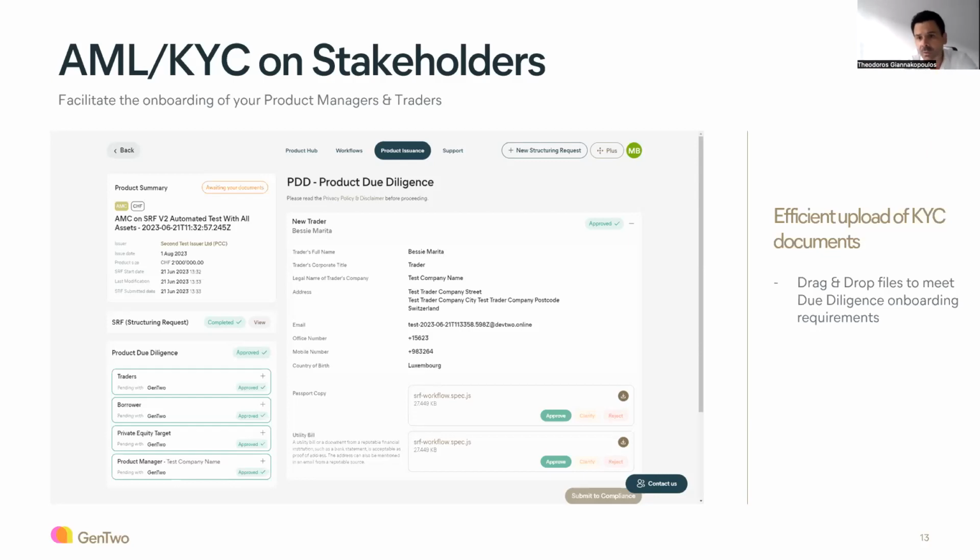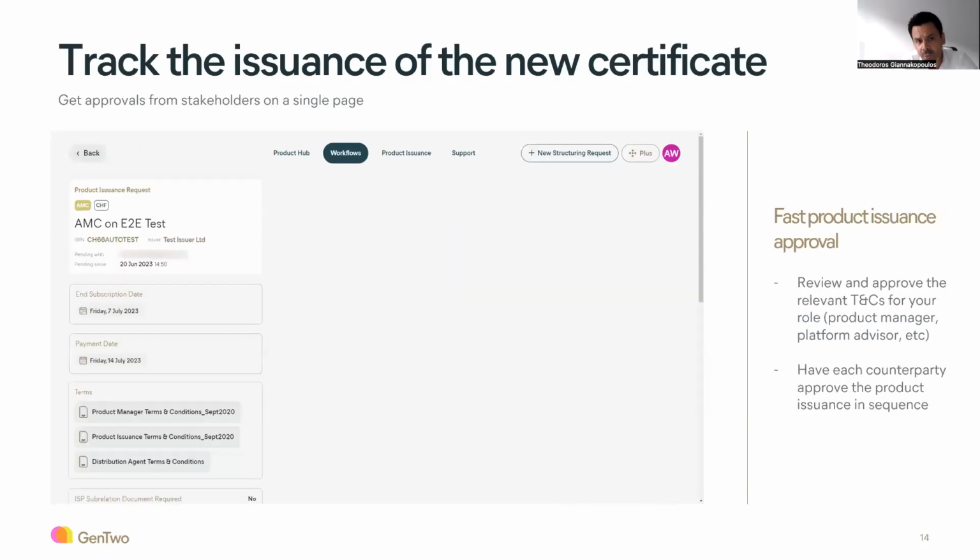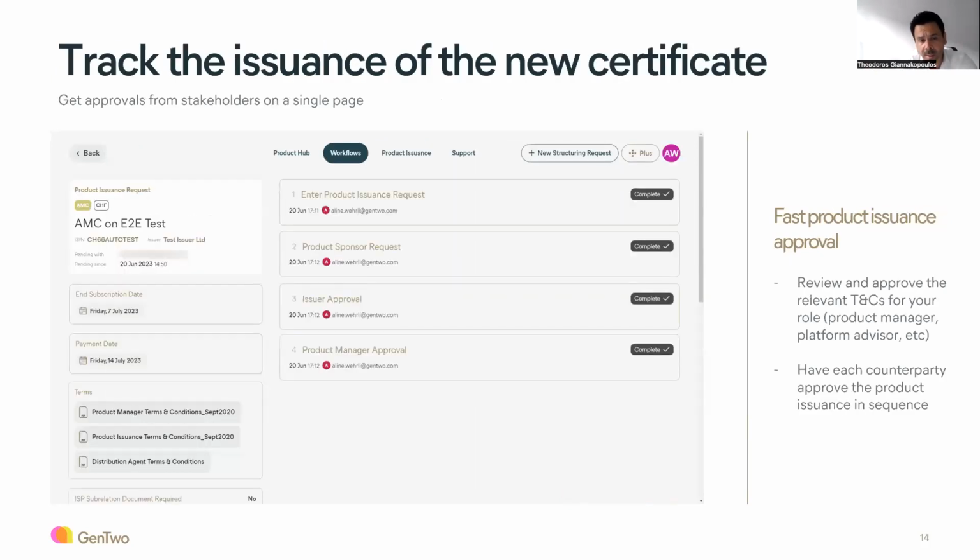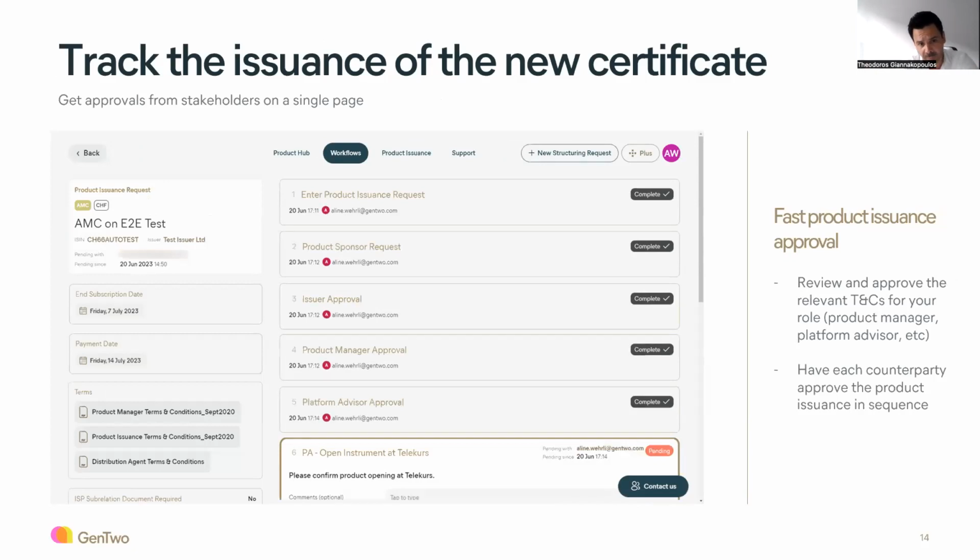Now, with regards to once the product is actually issued, right? So we would have, just before the issuance, the steps completed. Here you see the different counterparties. So typically we will have the manager of the product, which is usually the same as the sponsor, right? We have the issuer, of course, being the SPV itself, the product manager, and the platform advisor, which is basically the advisor of the SPV. So all these steps are basically audited in our platform.